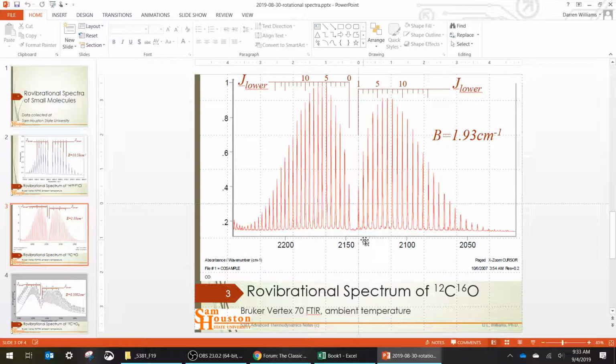Okay, it looks like it's 2140. Okay, that's close enough for our purposes. It's right here in the middle. And for the rotational constant, it's 1.93 wave numbers. Okay, does that help? Yes.